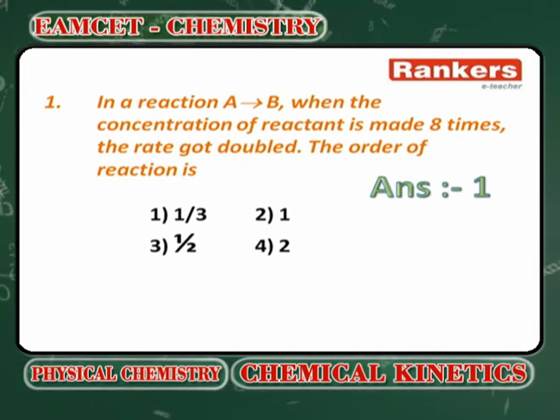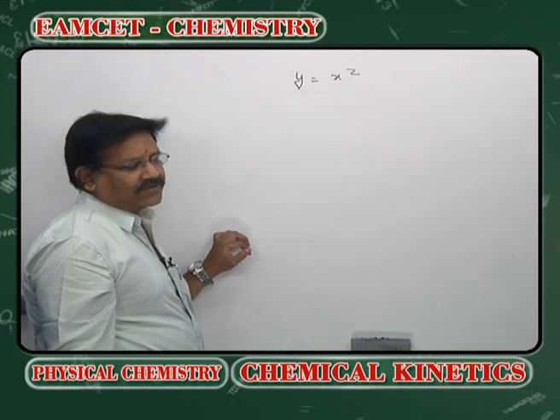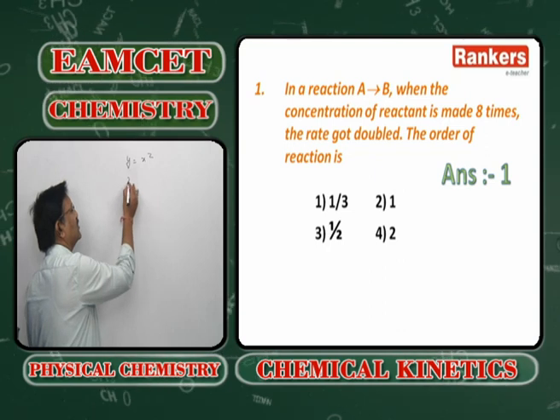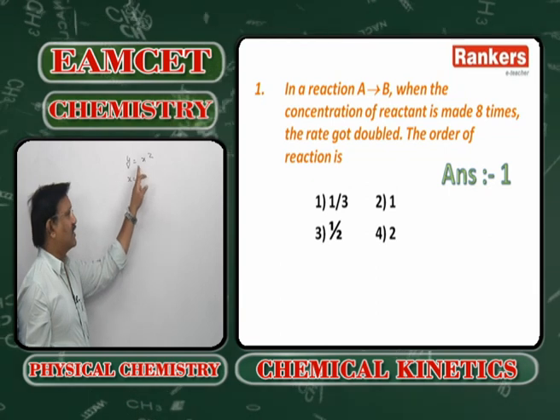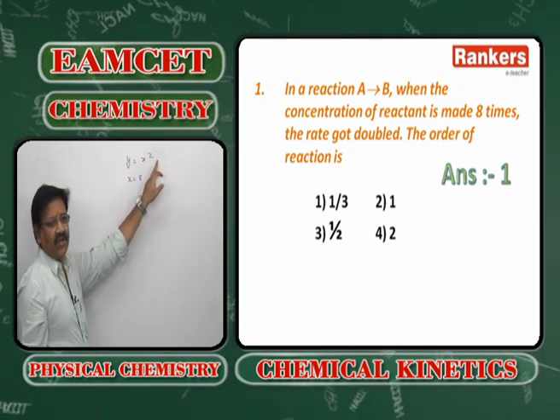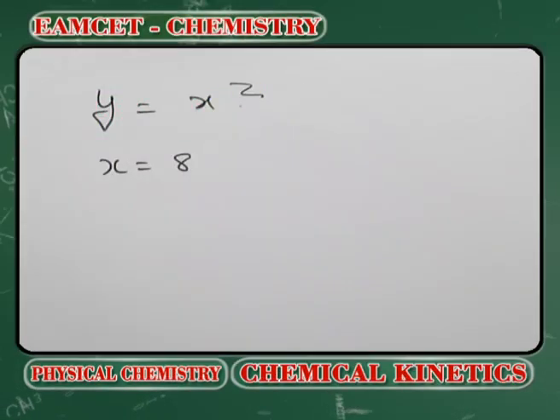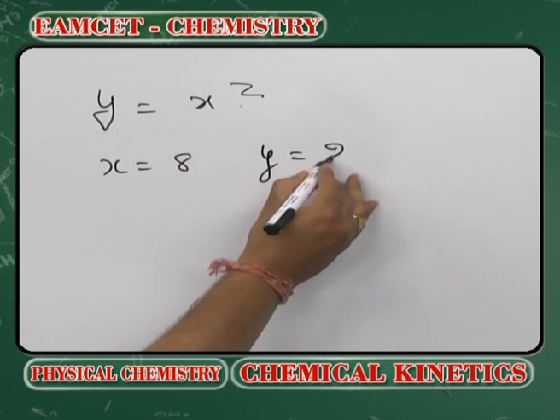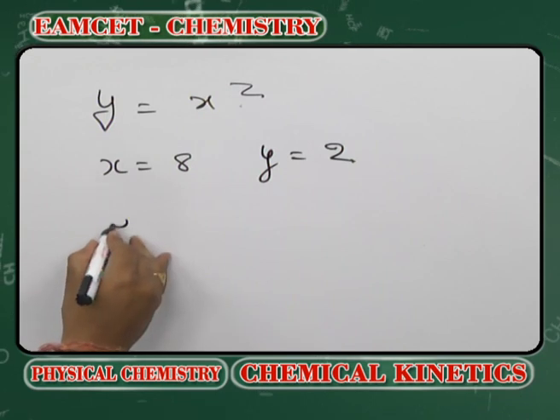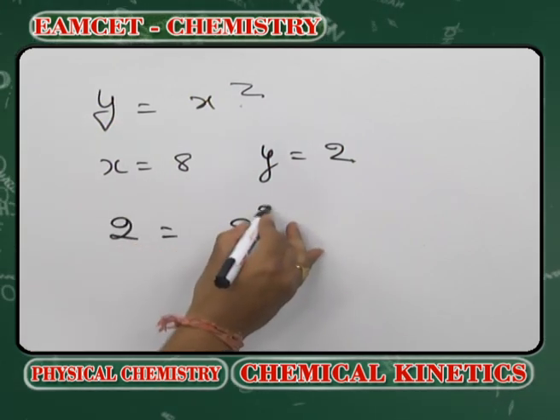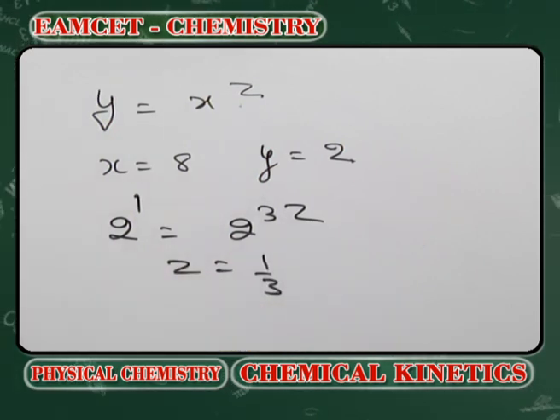So we can simply use this relation. Y is equal to x to the power of z. Concentration is increased by 8 times. What does y stand for? Change in the rate. What does x stand for? Change in the concentration. What does z stand for? Order of the reaction. x is equal to 8, y is equal to 2. Now we have to find z. So 2 is equal to 2 to the power of 3z. So z is equal to 1 by 3.